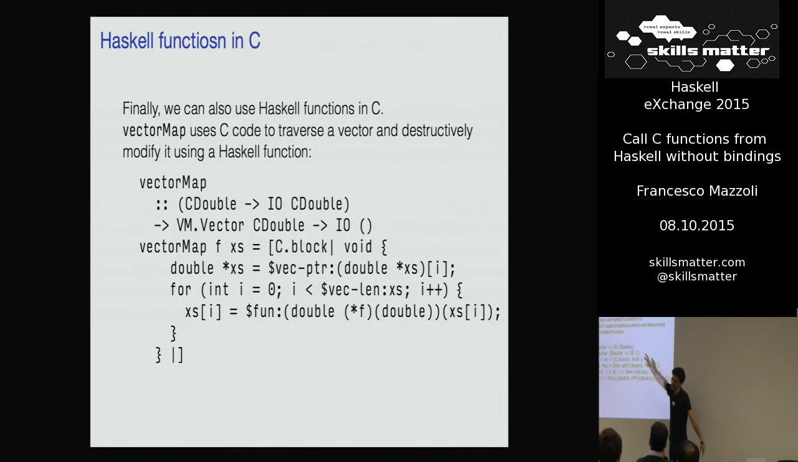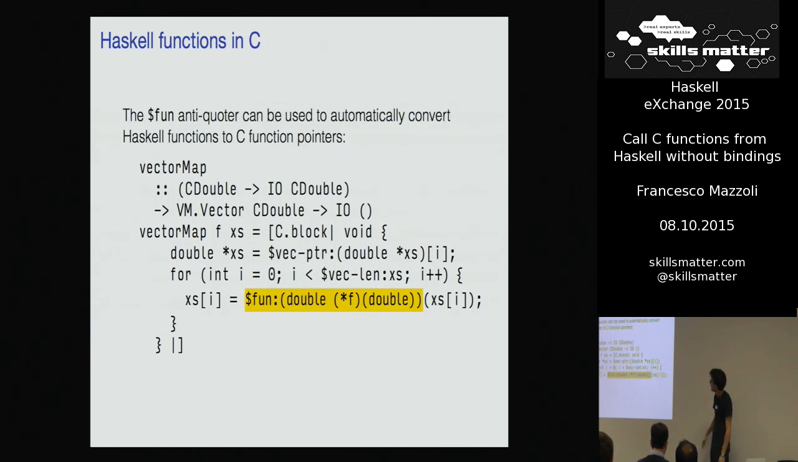Again, the return type is in I/O, because here everything lives in I/O when dealing with C. And then it applies this function to every element of a mutable vector, kind of destructively updates it, and then finishes executing. Now, this function has two arguments, the function itself, f, and the vector xs. And we want to be able to use f from C.